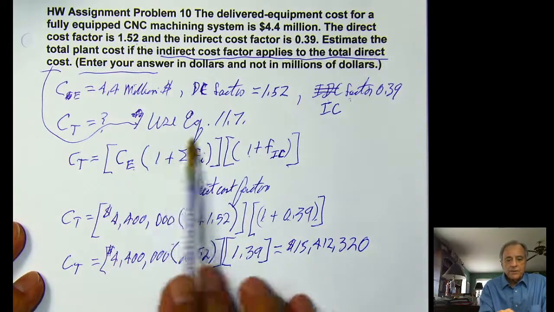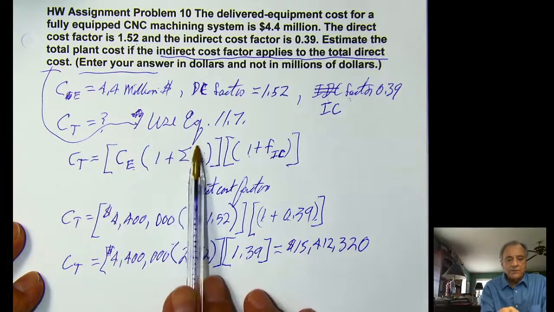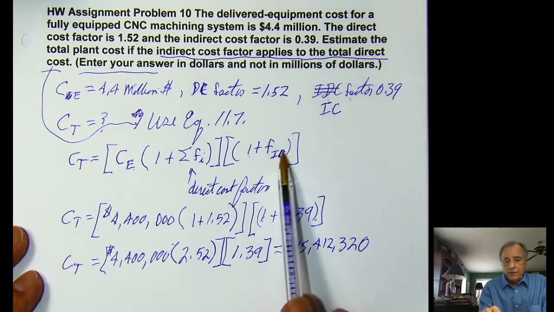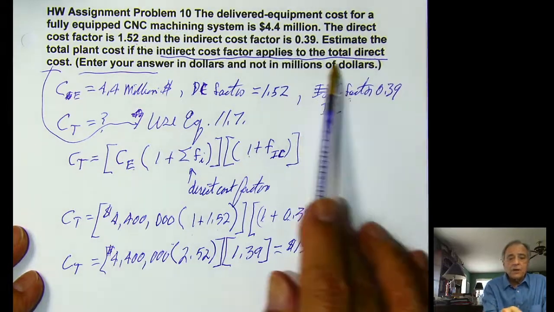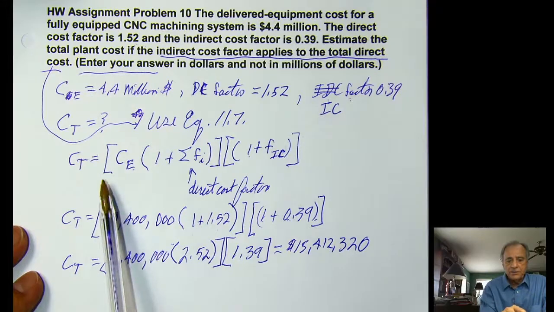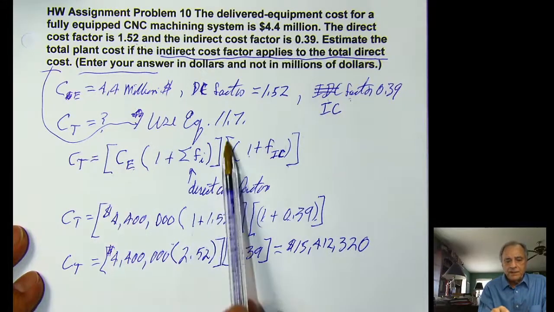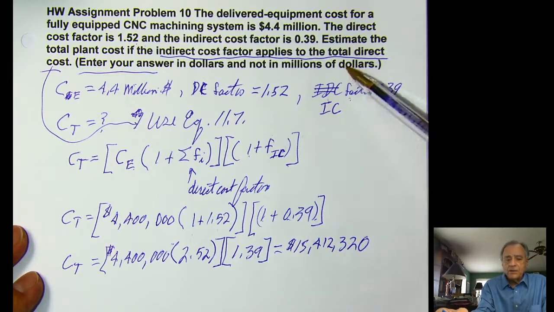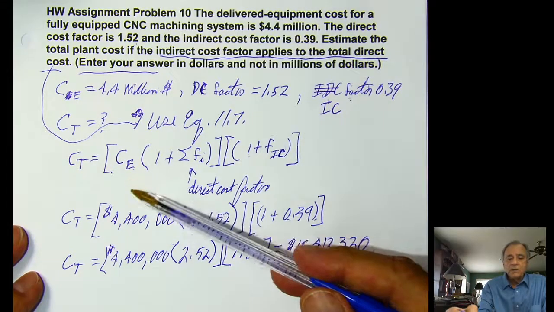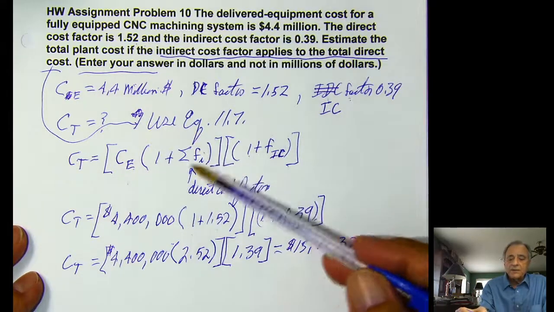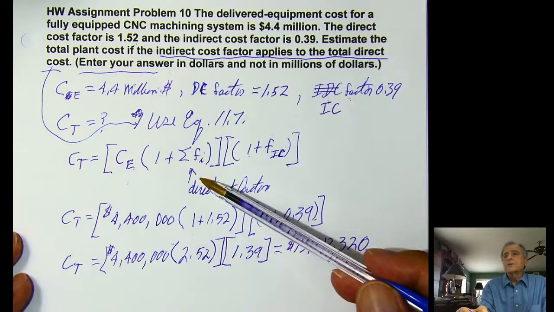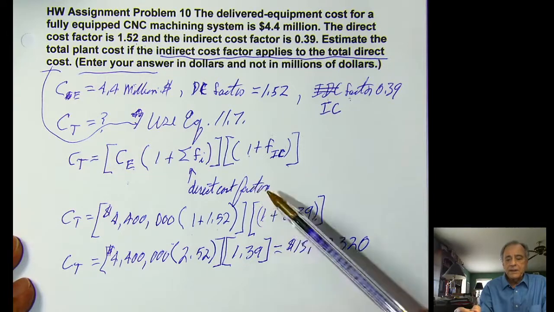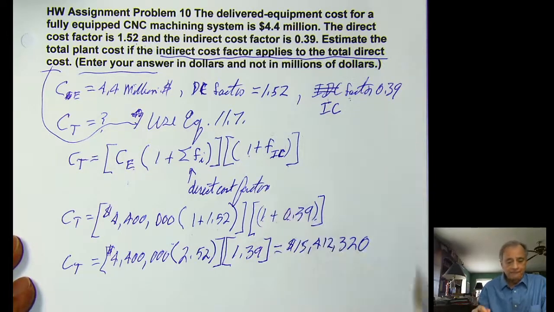Your sum of your direct cost factors is 1.52, and your indirect cost factor applies to all direct costs, not just to the equipment. So that means that this is taken out as a bracket. If the indirect cost only applies to the major equipment, you can add it in with the other direct cost factors. That would have been equation 11.10, I think.